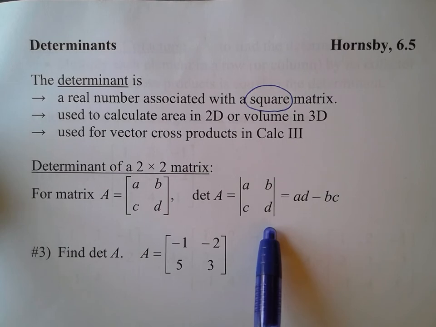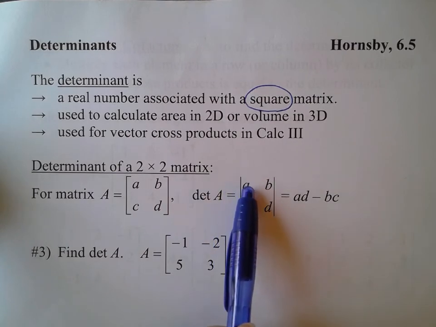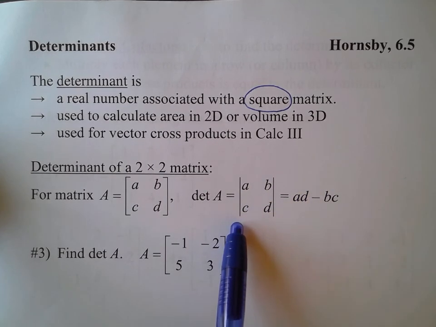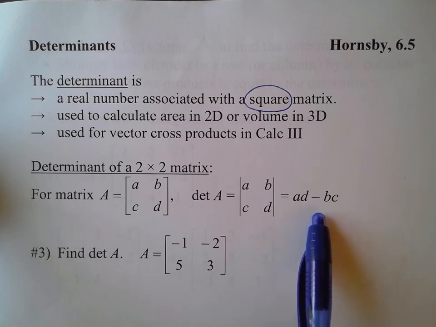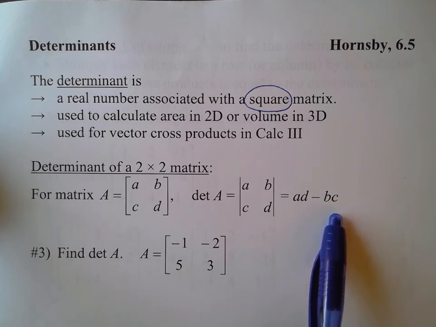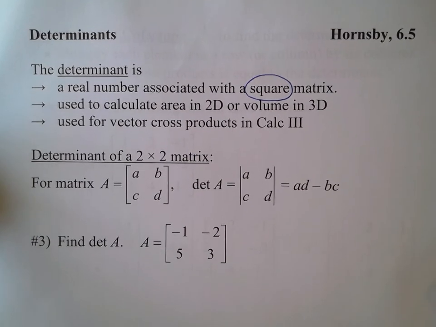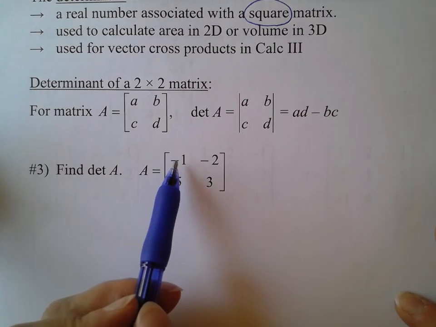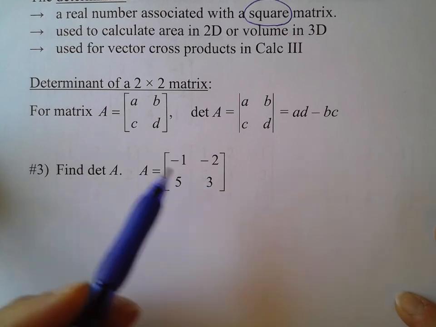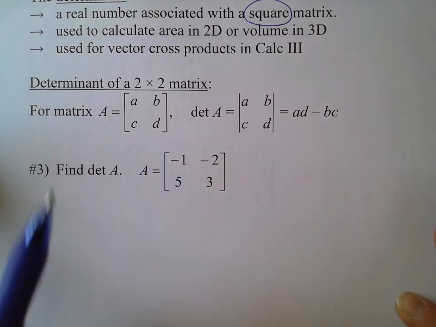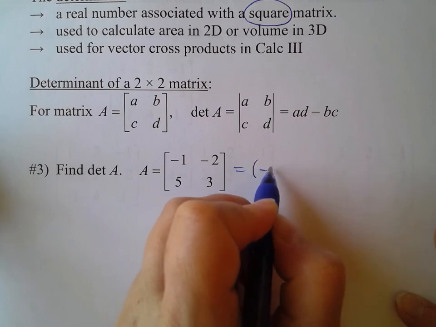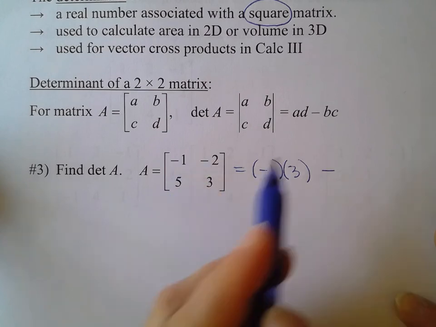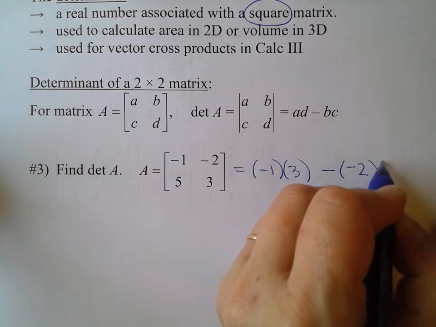To calculate the determinant for a 2x2 matrix, we're going to multiply the left diagonal, and then we're going to subtract the product of the right diagonal. So A times D minus B times C. So let's try that out. Here's an example from your book. This is number 3. This would be like A, B, C, and D. So I'm going to go from left to right. The left diagonal would be -1 times 3 minus the right diagonal would be -2 times 5.